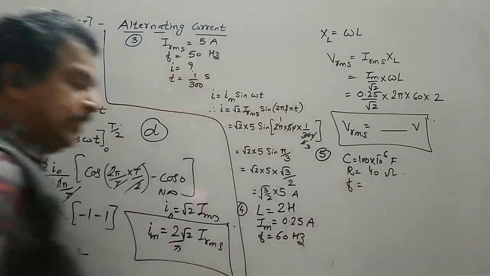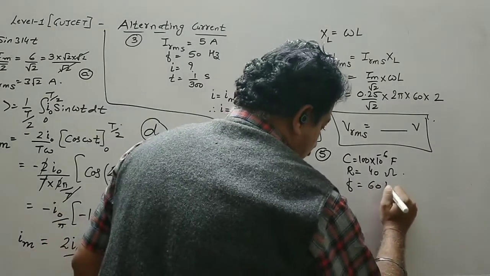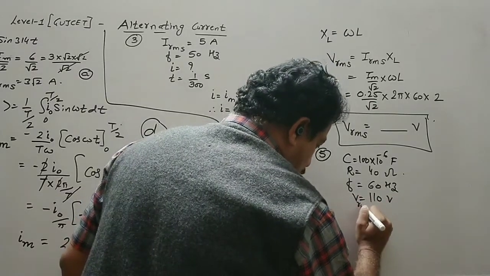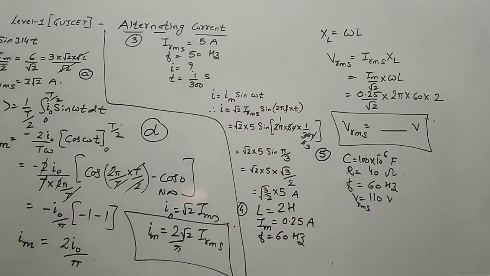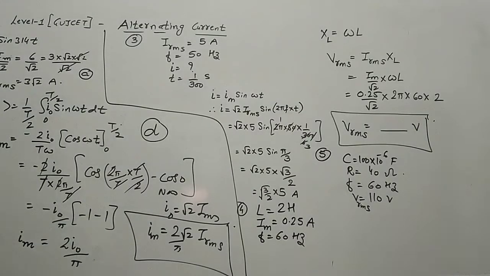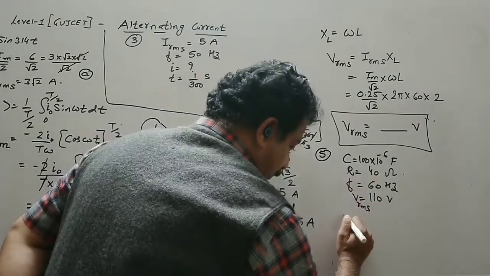So here the frequency of the AC source given is 60 hertz and the supply connected is 110 volt. So this is your VRMS, that is 110 volt. What is the maximum current in the circuit? Now we have to find out the maximum current in the circuit. So before that, we find out what is the impedance in the circuit.